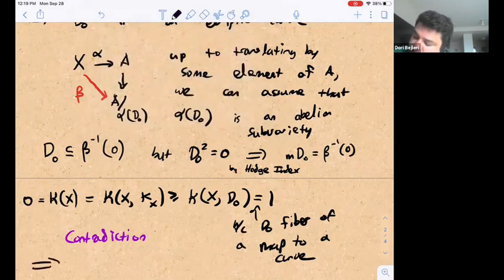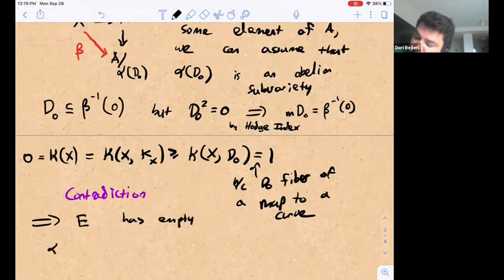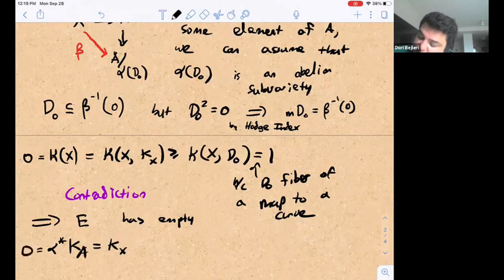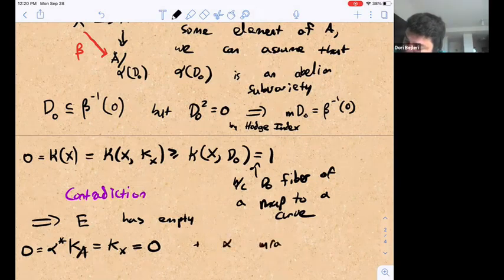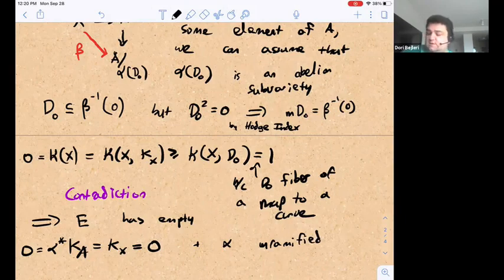So that tells us that E has to be empty. So this map alpha is unramified, and the pullback of the canonical of A is just the canonical of X. But we already said the canonical of A is 0, so that tells us that the canonical of X is 0. In particular, it's base point free, and it really is just a 0 divisor. So that proves abundance in this case, that this Kx really is the 0 divisor.